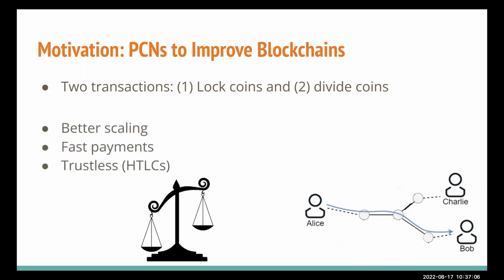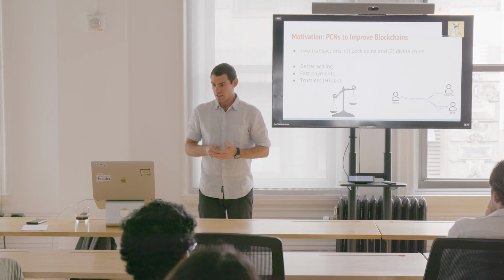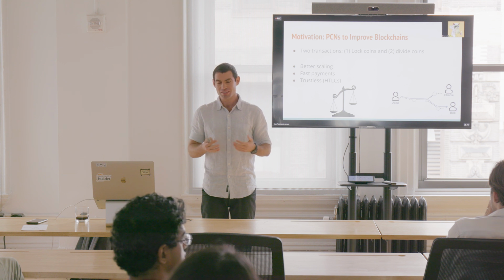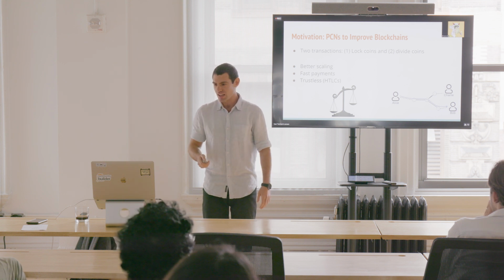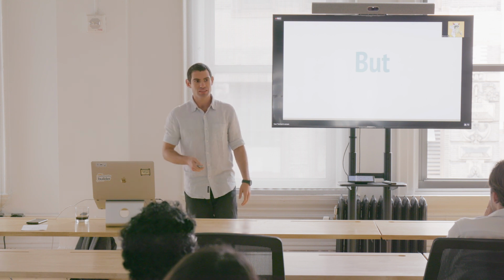And this is awesome because it creates a great scale. We got fast payments, and I actually didn't tell you how to do that, but we can also get the trustless property, which is, well, this is great. This is what we need to have. And there is a but. An interesting but in this kind of network is the probing attack.